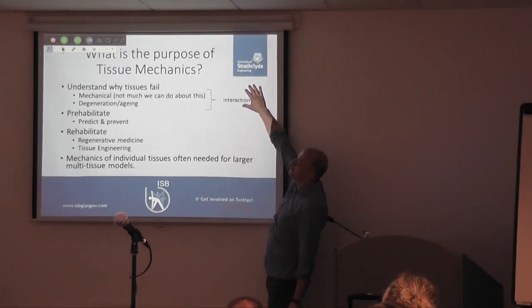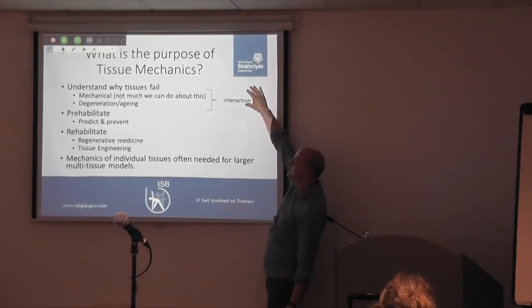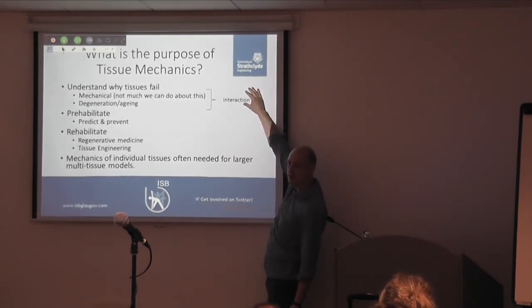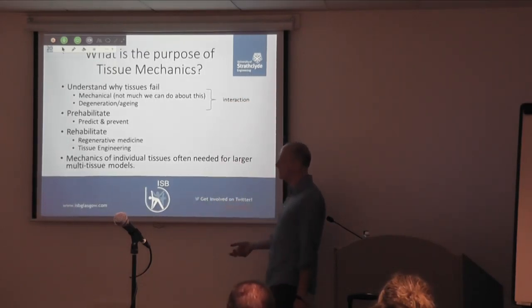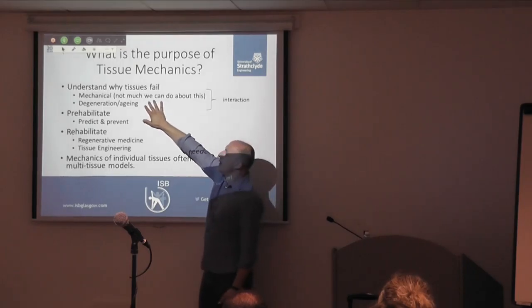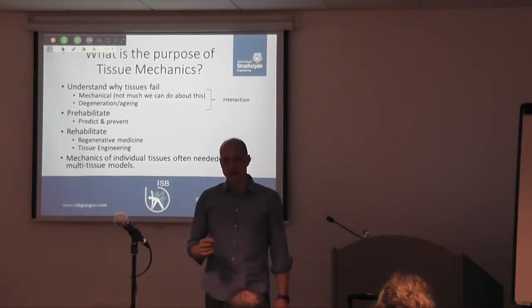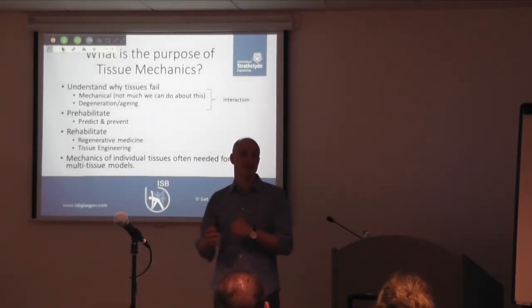So why do tissues fail? What mechanical loads can they take? There's not much we can do about that. Loads are what the body puts on them. But how the tissues respond to those loads is important. And how do the tissues respond in degeneration and aging? Is there anything we can do about it?